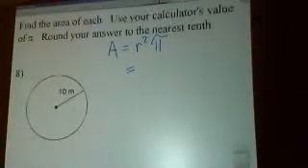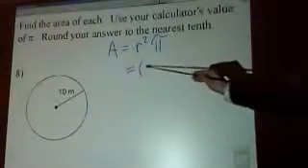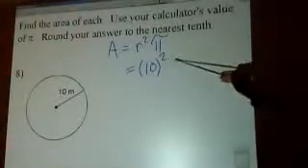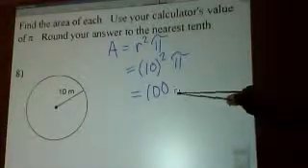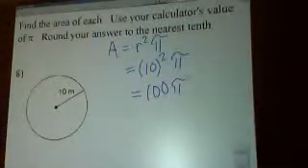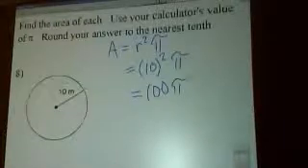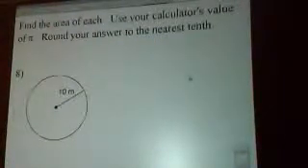So, go ahead, try to find the answer right here. Pause it, find it by yourself. And I hope you got 10 squared times pi. 10 squared is 10 times 10, so we get 100 pi. Alright, that's the area of this circle.